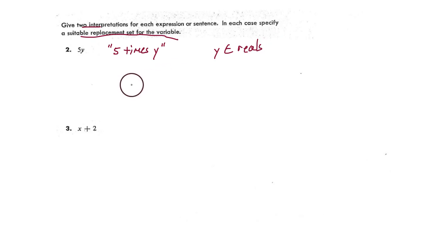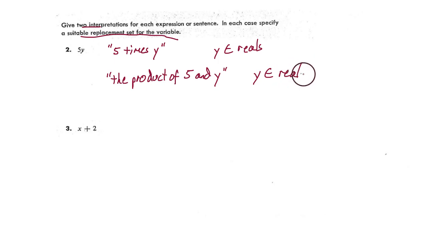Now let's do another interpretation. It could be the product of 5 and y. And again, what kind of products could you make? Like what kind of numbers would make sense for y to make products with 5? Y could be any real number.